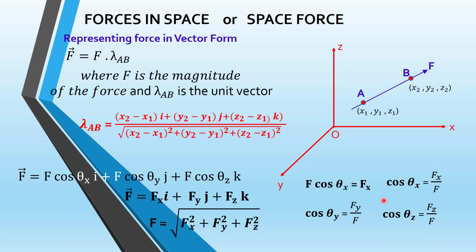Now, there is one more identity that is very important. That is cos square theta x plus cos square theta y plus cos square theta z is equal to 1. This is one of the very important identities which has to be remembered. In some problems, sometimes one angle may not be given. In such cases, we need this identity to find out the unknown angle. So, now we have learned how to write the force in the vector form if the coordinates of 2 points along which the force passes are given, or if the angles made by the force with respect to x, y and z axis are given.